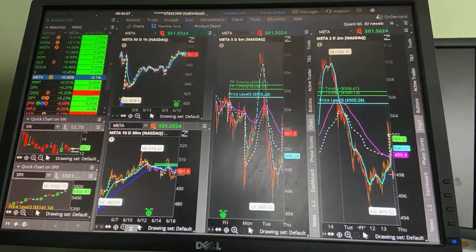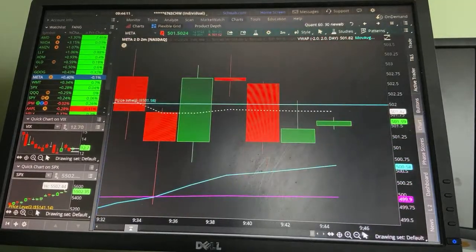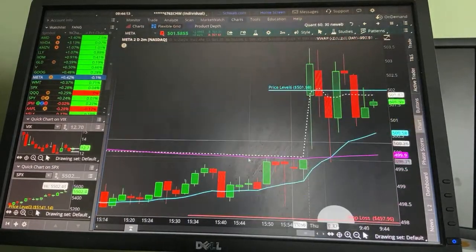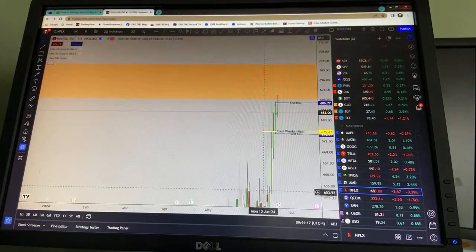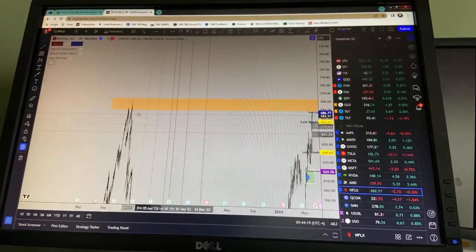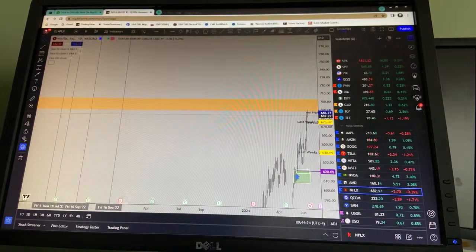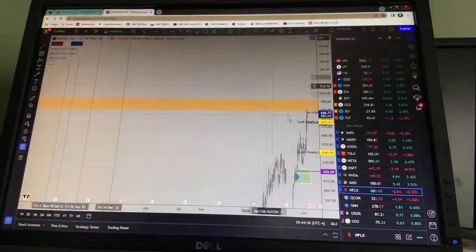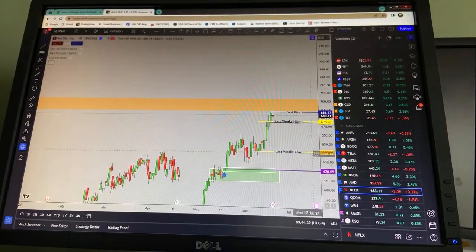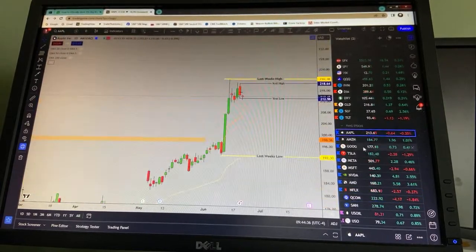Meta's still being a headache here, but it's very early, so it's still inside of what's called its opening day's range. Netflix was a trap. It got too high up into monthly supply. Anytime you see the color orange here, be very careful because that is the monthly time frame. The members know that when they're trading live with me in the room. So I didn't want to get trapped up there on Netflix. Apple's a little weird here today.